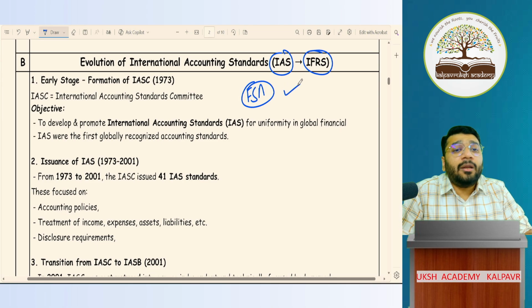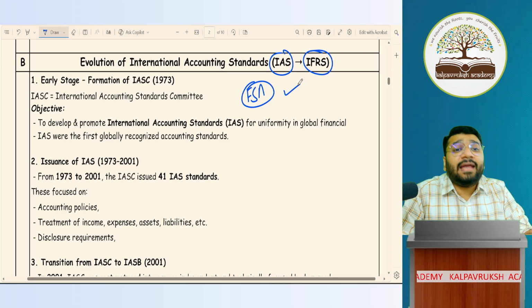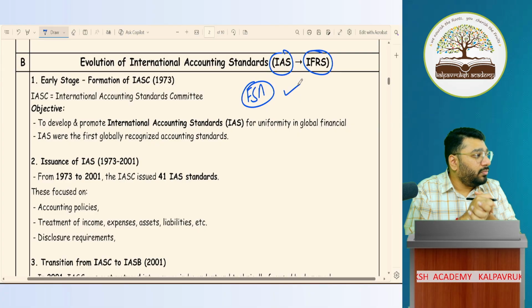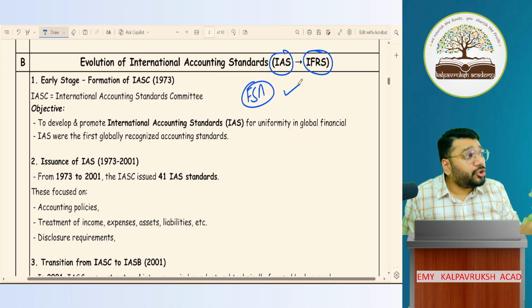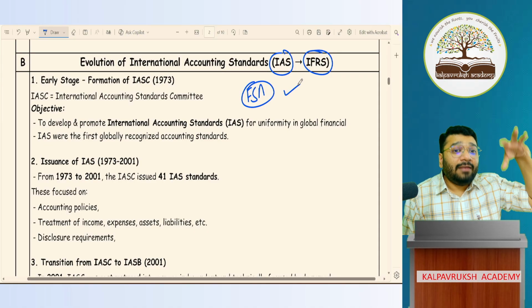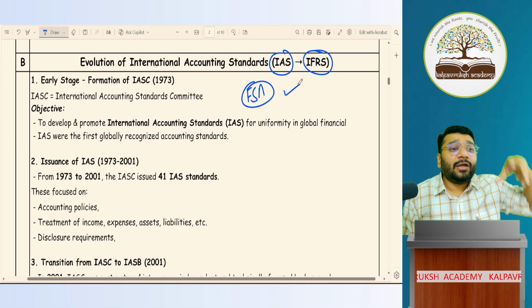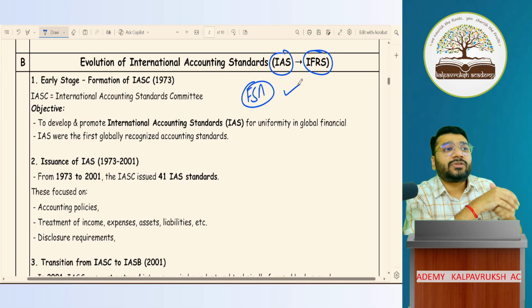People did the reporting the way they felt like doing it. At the end of the day, what happened? Things got blown out of proportion. And when people got to know how things were blown out of proportion and that manipulation had happened, they started losing trust in those companies' financial statements. Ultimately, the collapse happened.